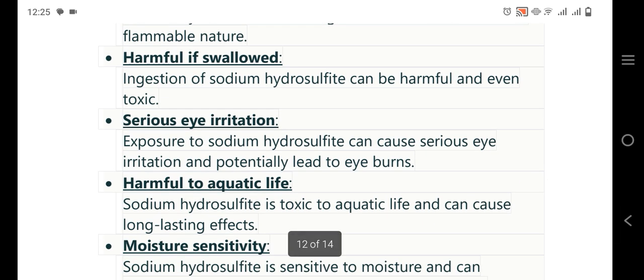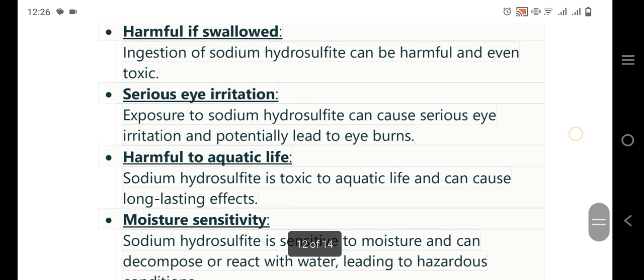The next one is harmful if swallowed. Ingestion of sodium hydrosulfite can be harmful if it is swallowed. It can cause irritation of the gastrointestinal tract, leading to symptoms such as nausea, vomiting, abdominal pain, and diarrhea. In severe cases or with large doses, it can cause some serious health effects, including systemic toxicity and damage to internal organs.